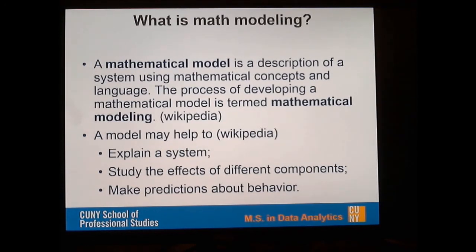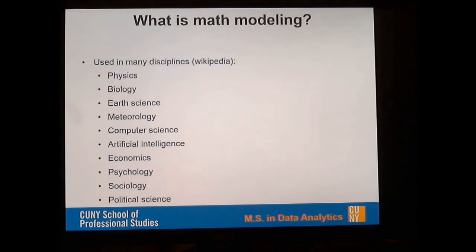So what is math modeling? From Wikipedia, this is a definition for mathematical model and mathematical modeling. In general, it is to use mathematical concepts and language to describe real-world problems. A model can help you to explain a system, to study the effects of different components, and you can also use a model to make predictions based on actual observed behavior. Math modeling is used in many disciplines, including physics, biology, earth science, and other important subjects such as computer science, artificial intelligence, etc.